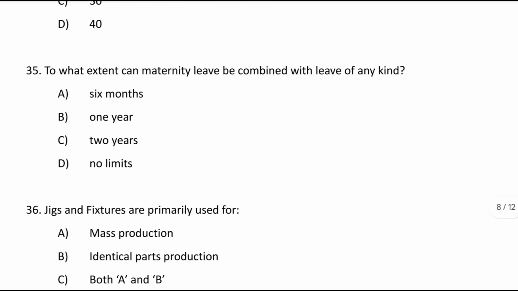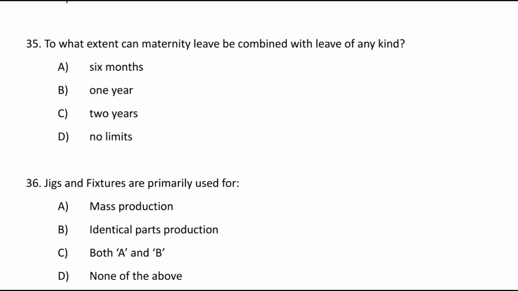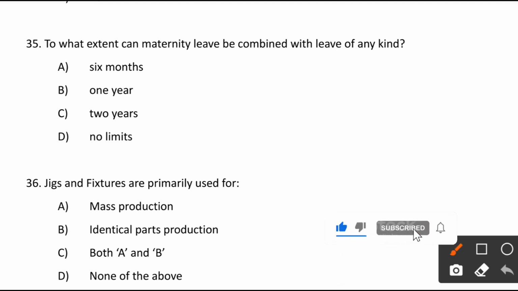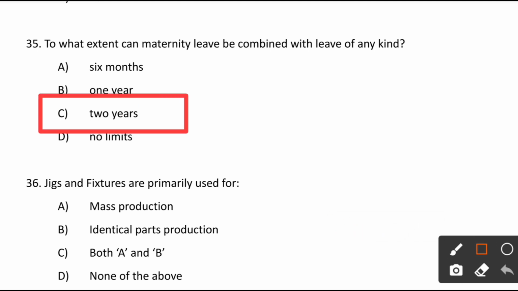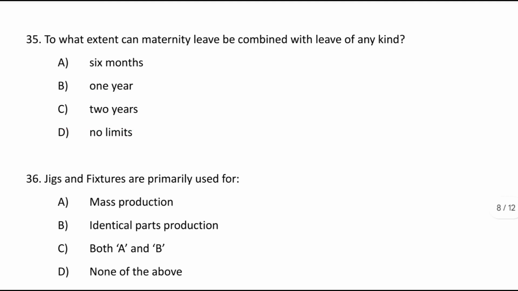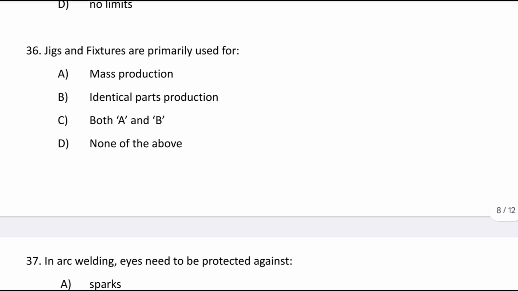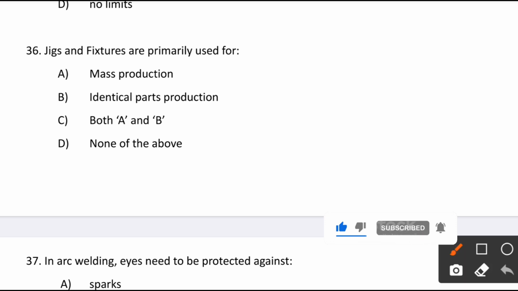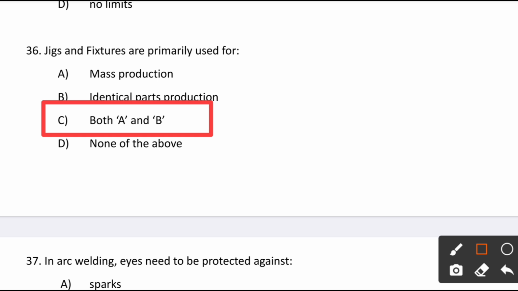15. 35. To what extent can maternity leave be combined with leave of any kind? A. 6 months. B. 1 year. C. 2 years. D. No limits. In this question, the correct answer is C. 2 years. 36. Jigs and fixtures are primarily used for A. Mass production. B. Identical parts production. C. Both A and B. D. None of the above. In this question, the correct answer is C. Both A and B.